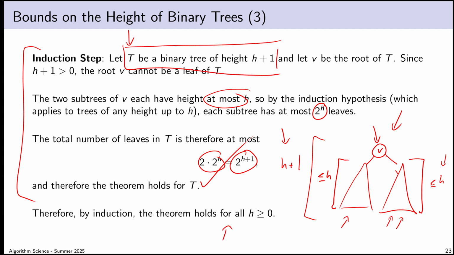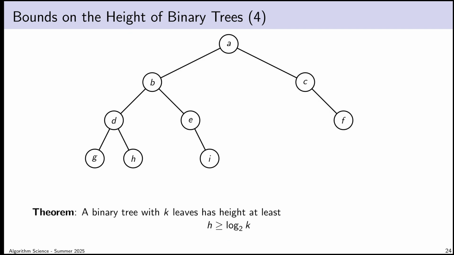And therefore, by induction, the theorem holds for all values of h greater than or equal to 0. But that isn't the result I actually need for the purposes of this lecture. What I want to prove is that if you have a certain number of leaves, the height must be at least a certain value. But I can get that. So the theorem I actually want is this.